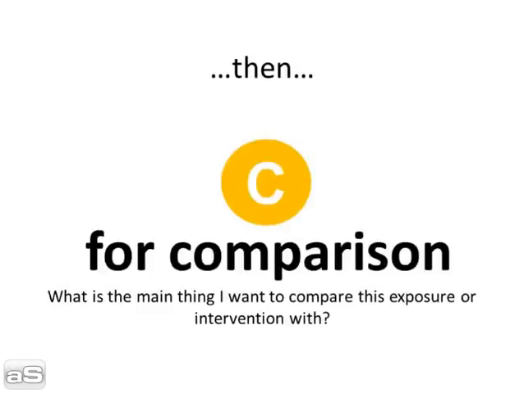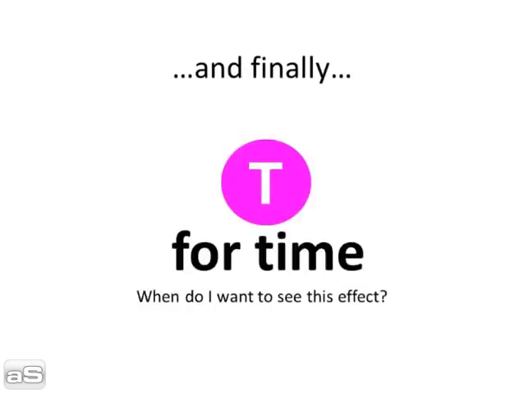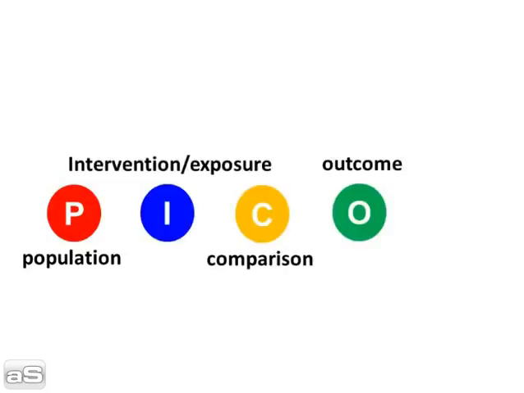Then C for comparison. What is the main thing I want to compare this exposure or intervention with? Also O for outcome. What do I want to change or accomplish? What will this exposure really affect? And finally T for time. When do I want to see this effect? That's population, intervention or exposure, comparison, outcome and time.